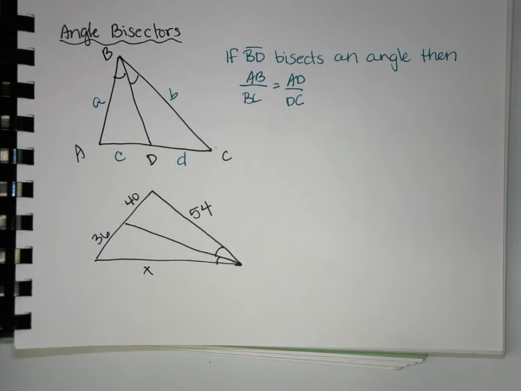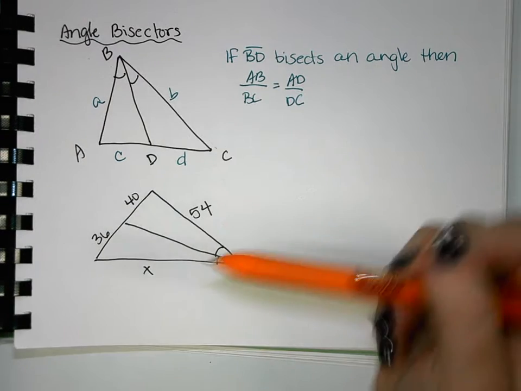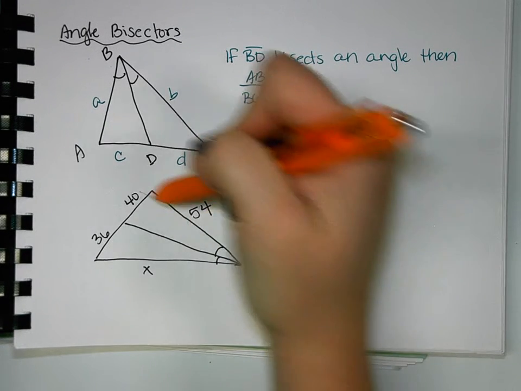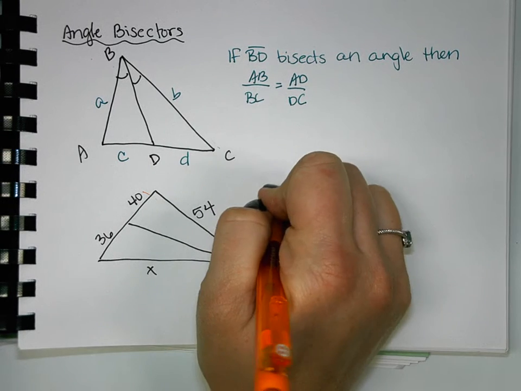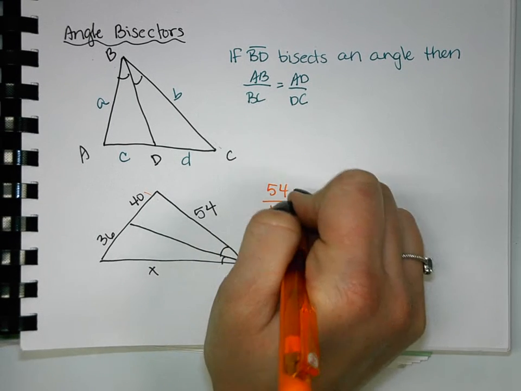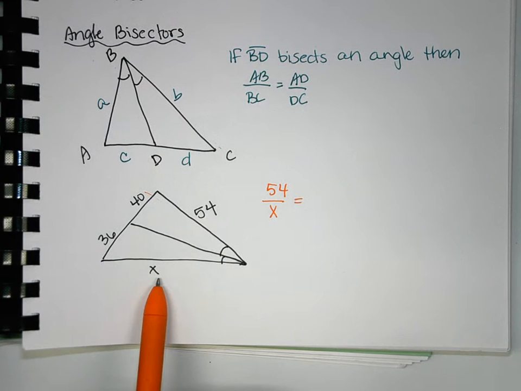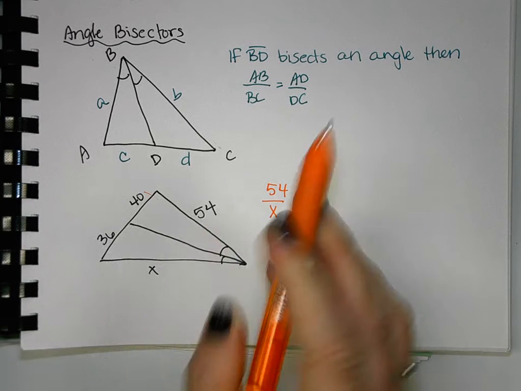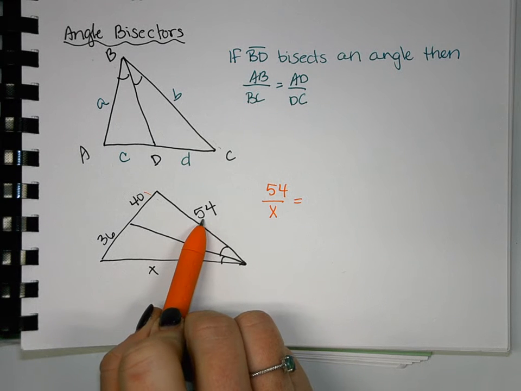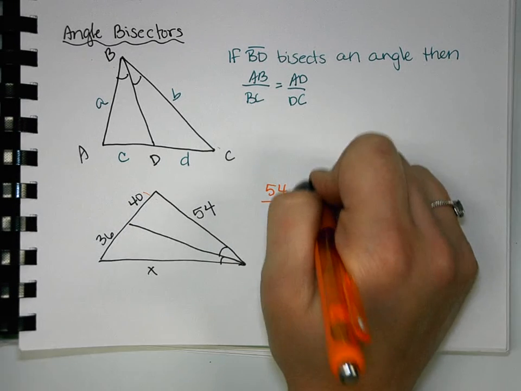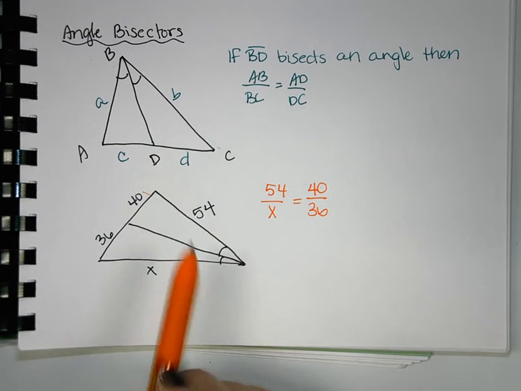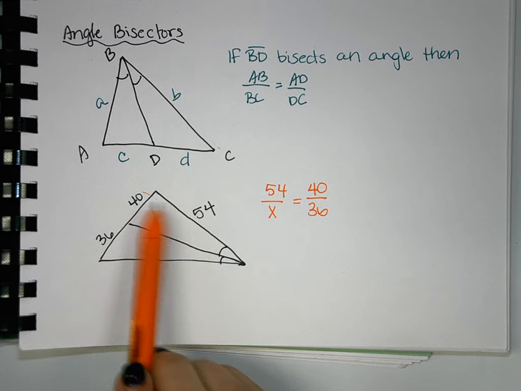So we would want to try to set up our proportion using our theorem. Start with the sides of your triangle, the ones that are not split. So I would take 54 over x, this side over this side, the two sides that make up your angle. That'll have to equal, since I went with 54 first, I'm going to go with 40 on top. So 40 over 36. If you notice, 54 and 40 came from the same triangle.